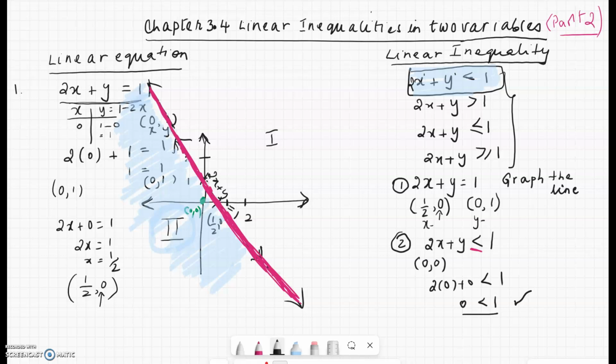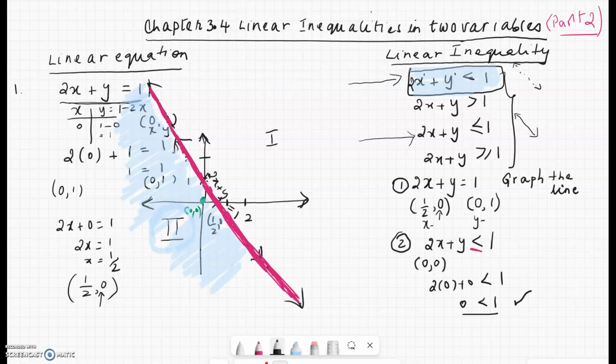So what we did so far was solve the inequality 2x plus y less than 1 and 2x plus y less than or equal to 1. There was not much of a difference other than a dotted line for the strictly less than and a solid line for the less than or equal to. Remember that the boundary of the solution set is the straight line.